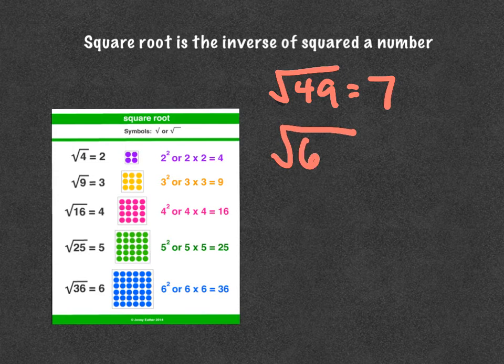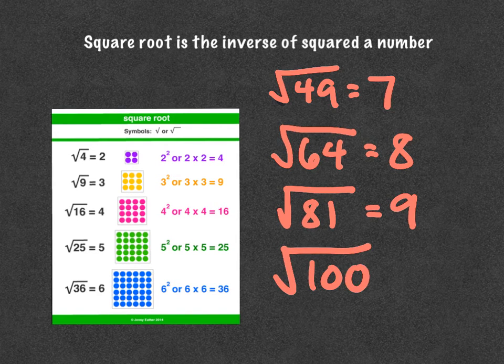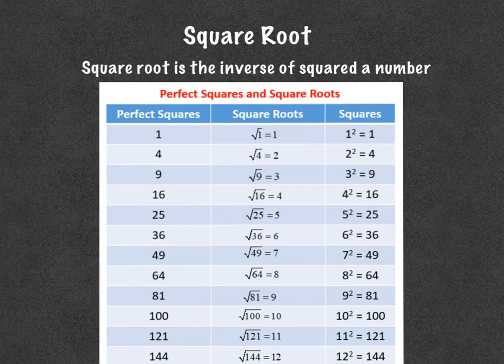The square root of 64 is 8. So 8 times 8 is 64. The square root of 81 is 9. The square root of 100 is 10. So that's how square root works. Basically, we're just doing the opposite of a squared number. Those are all of our squared numbers.